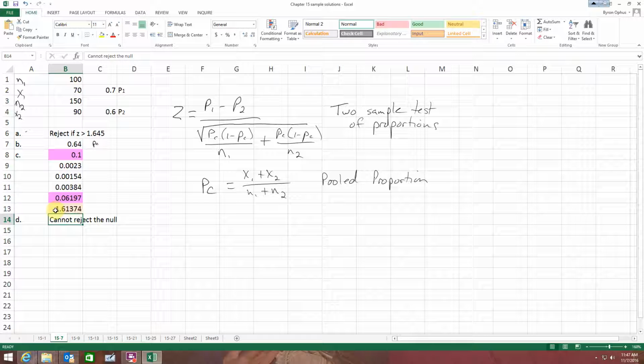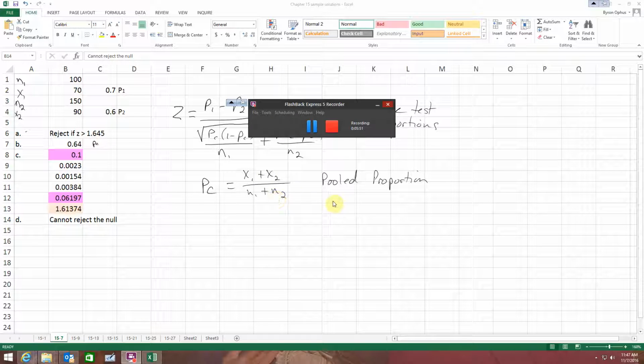So I cannot reject the null. Okay, I cannot reject the null. I cannot say that the one is greater than. I can say that the proportion of 1 may be less than the proportion of 2. Okay, but I cannot say that the proportion of 1 is greater than the proportion of 2. So there you have it. Again, relatively easy math, just kind of long, and make sure you keep your stuff together and you'll do just fine. Thanks for 15-8.